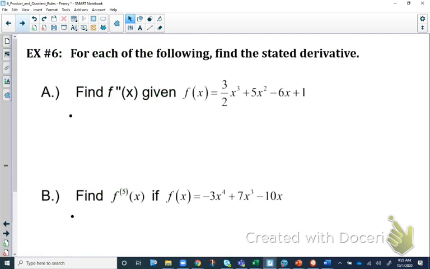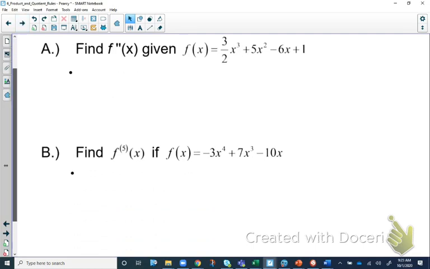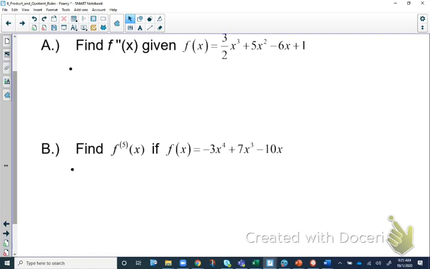So here we're looking for f double prime of x. So find the second derivative of the function given what we have here. I do have these typed up, so I'm going to just go ahead and utilize what I have typed up here. The first derivative of the function would be, I'm sorry, not negative, but 9 over 2 x squared plus 10x minus 6, just using the power rule. And then the second derivative of that, we take the derivative of the first derivative and we wind up with 9x plus 10, and there we go.